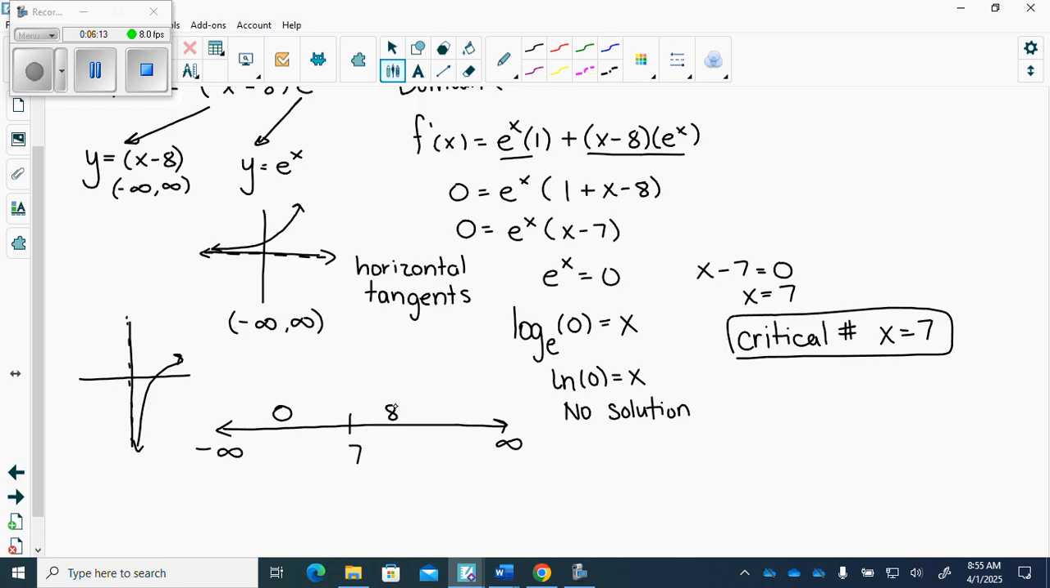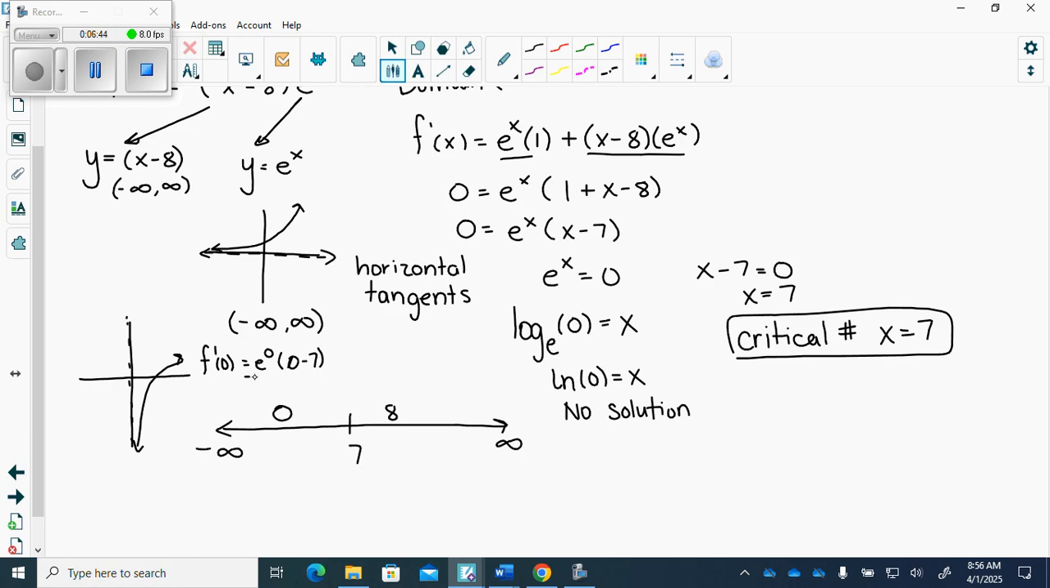Wherever the derivative is positive, the graph is doing what? Increasing, and it has to make sense to you because the tangent slopes are positive, correct? If the tangent slopes are positive, it's increasing. If the tangent slopes are negative, it is decreasing. So we need to test f prime of 0, and I always plug it into the e to the x, x minus 7. So I'm going to get e to the 0, times 0 minus 7.